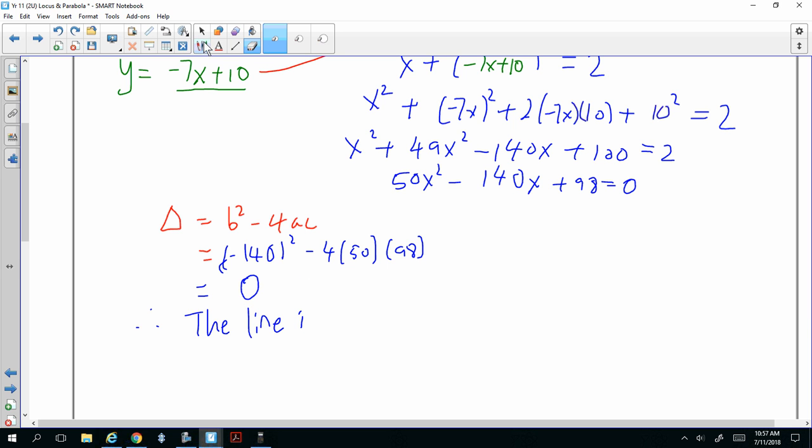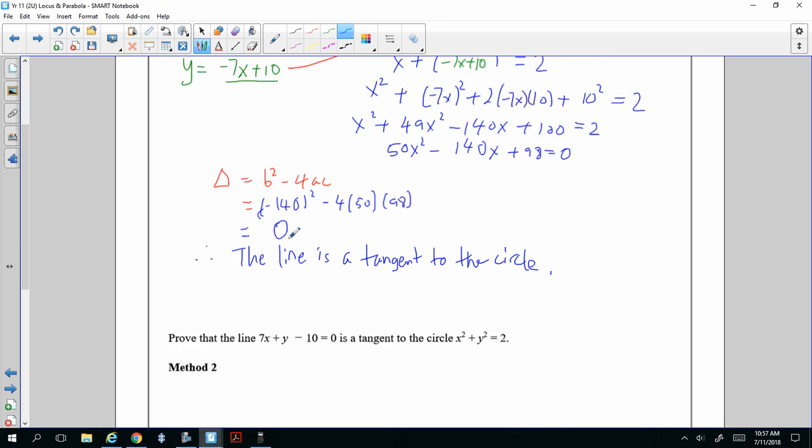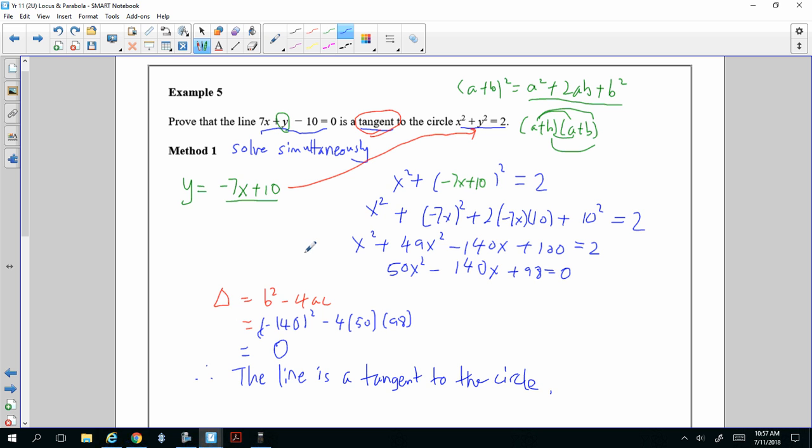Tangent to the circle. Okay, thank you. All right, good. That's method 1. Of course, I'm going to show you a faster method with method 2, but it requires you to use a different formula and uses the geometry of the circle. Okay, let me show you how.